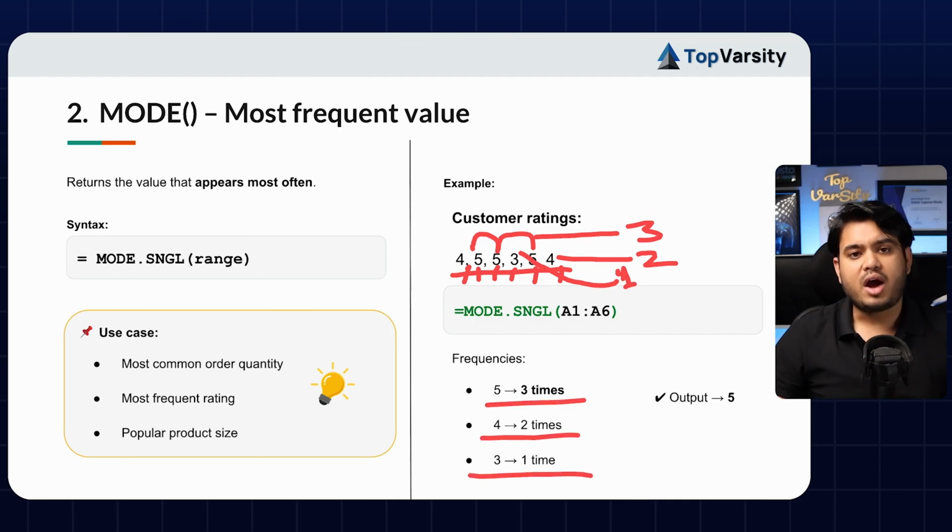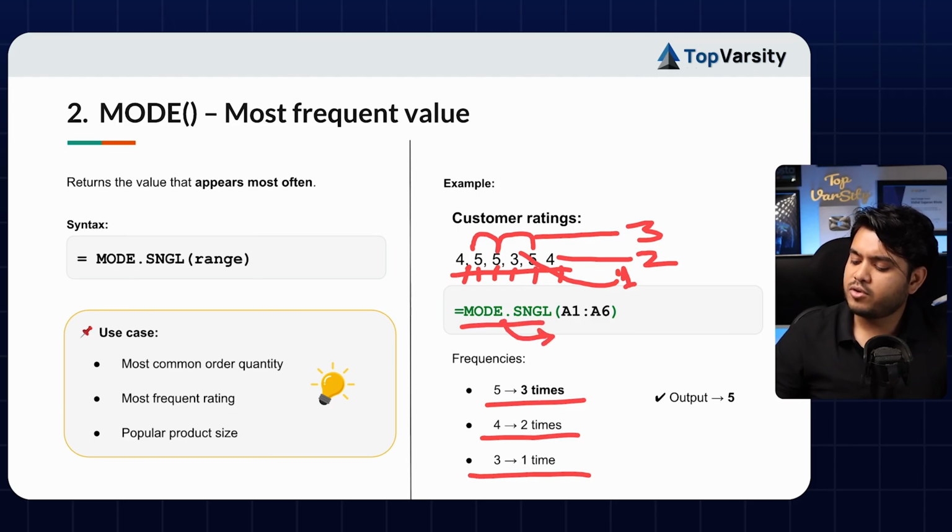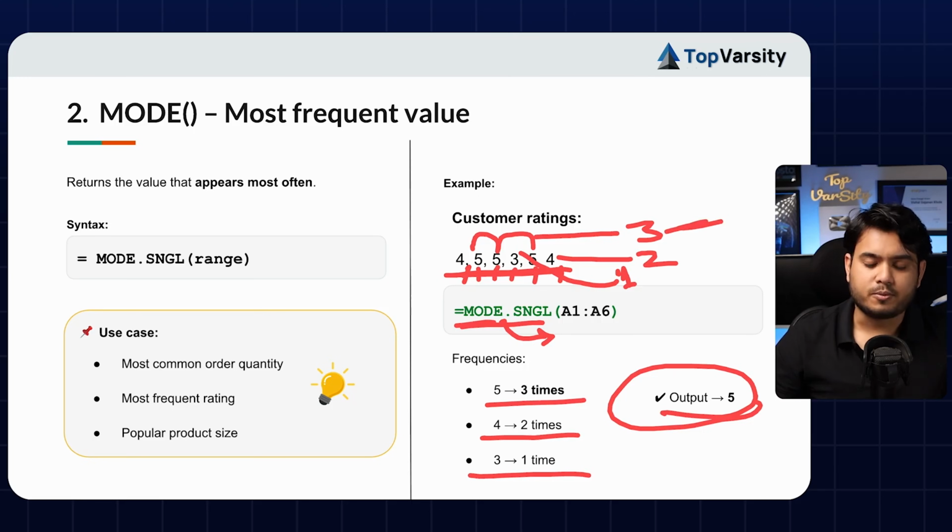When you have multiple values, like 1000 values, and you want to know which is the most repeated value, then you will use the mode formula. Now in the mode formula there are multiple variations. So here, for example, if you have these values and you are using mode, then you will get the output as 5, only one value which is most repetitive.